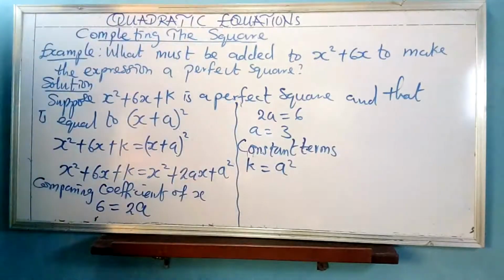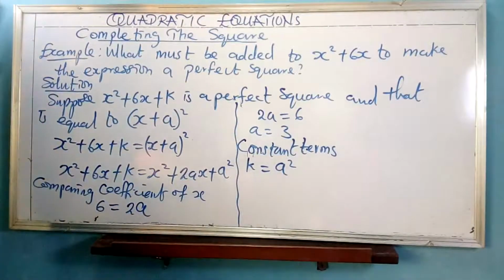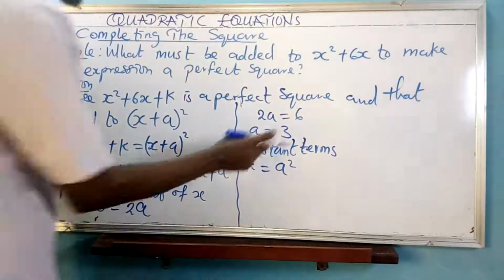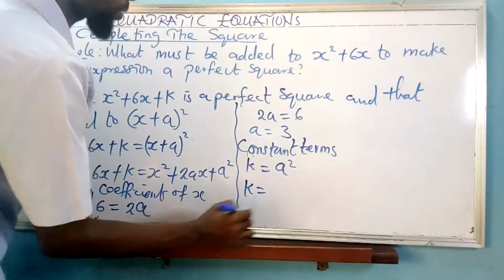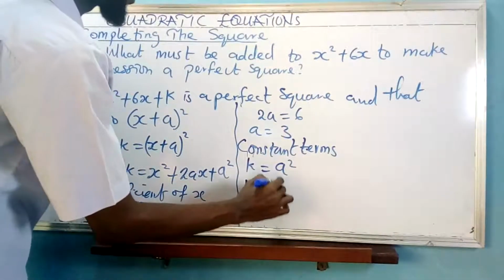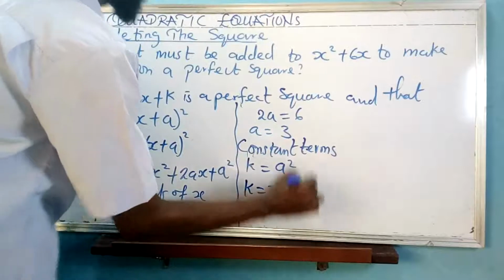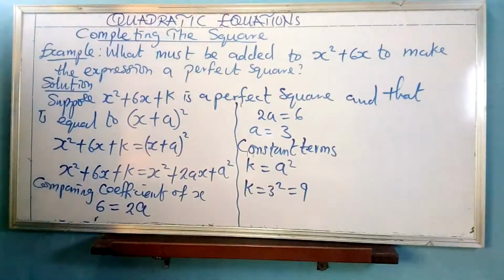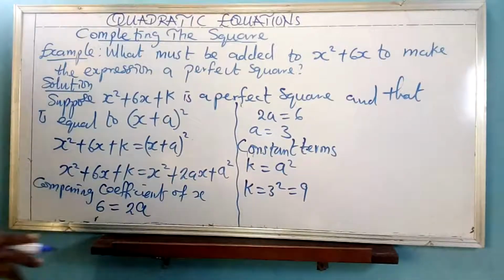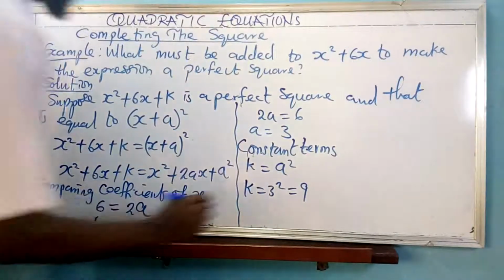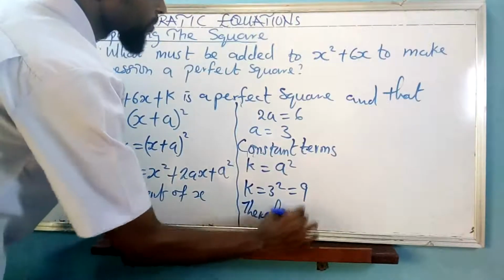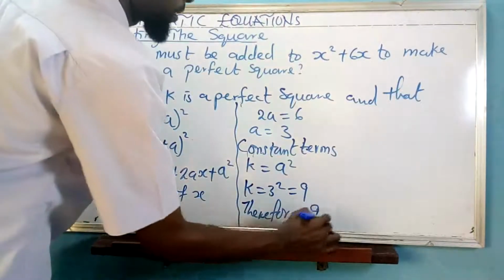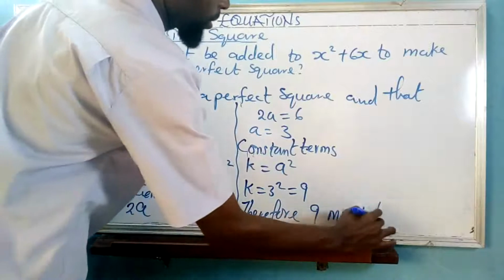Now the next thing we're going to look into: what's our a? We've already gotten the value of a to be 3. k equals a squared. That means k will now be equal to 3 squared, and that is 9. Do we see it now? Therefore, 9 must be added. 9 must be added.